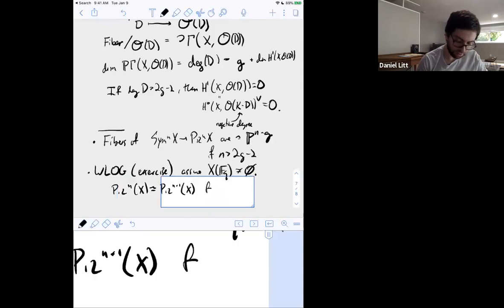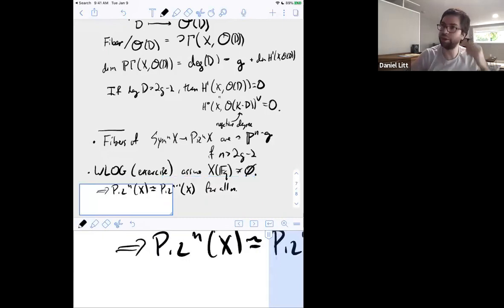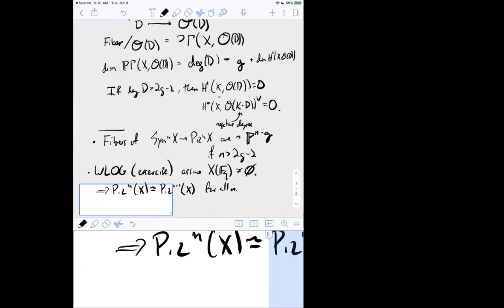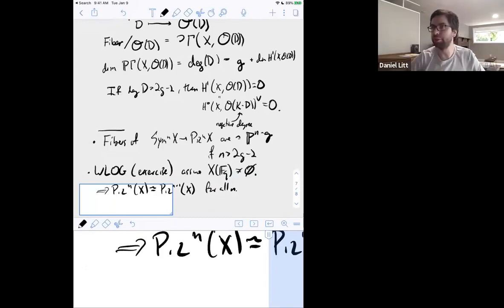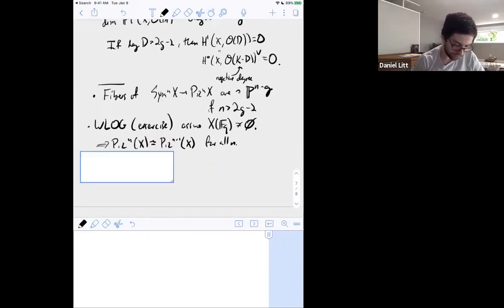Can anyone tell me why this holds? Why these sets are isomorphic, or in bijection to each other? Just like the point, right? Yeah, so you can take O of the point, that's the degree 1 line bundle, and then tensor with it, right? And that gives you an isomorphism between Pic N and Pic N plus 1. And well, why is it an isomorphism? Because you can tensor with the dual line bundle to go back. Great.